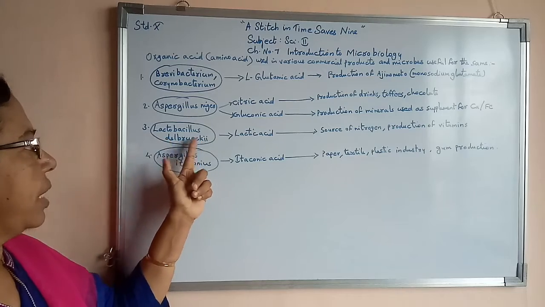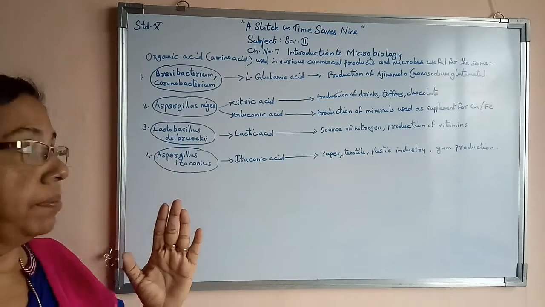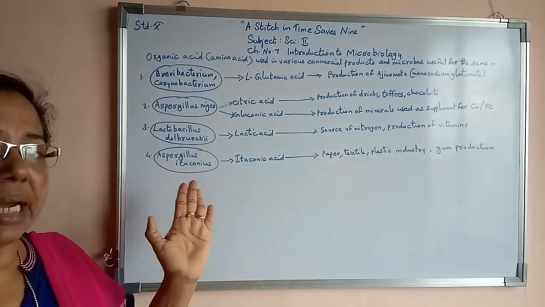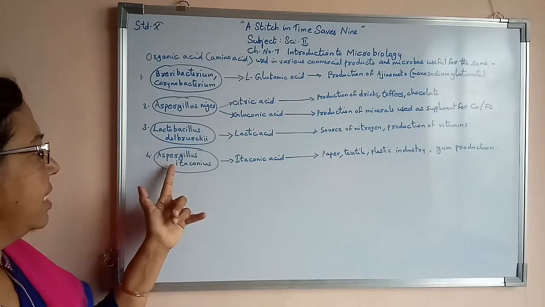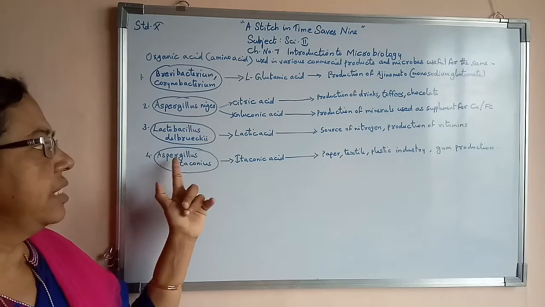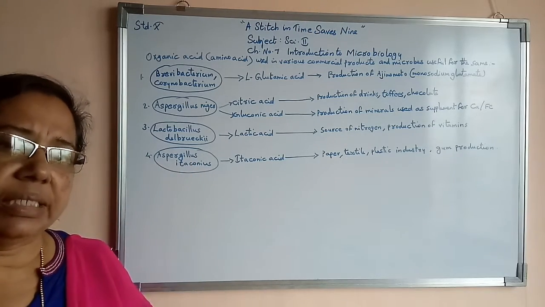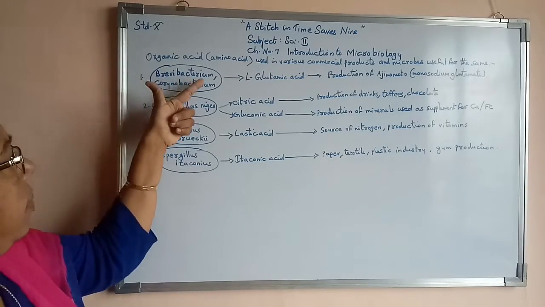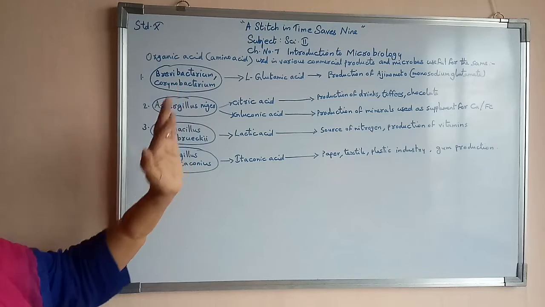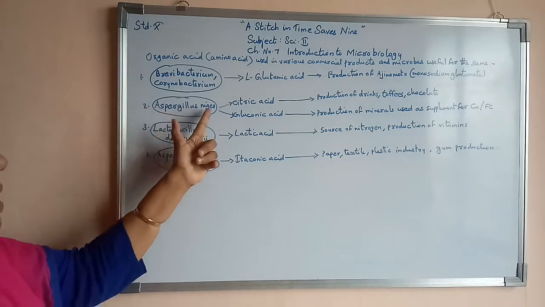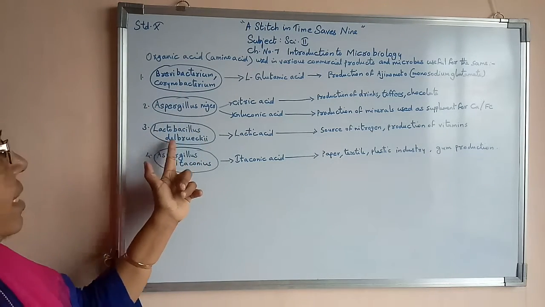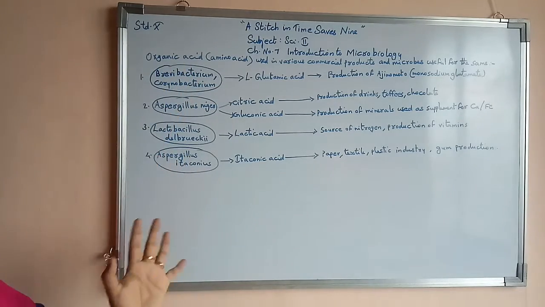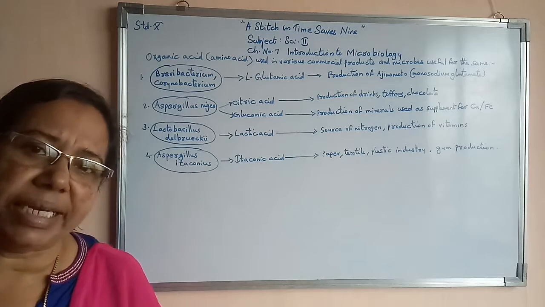Lactobacillus delbrueckii. It is a type of bacterium. Now we can say a type of bacteria. This is Aspergillus itaconius. This is a type of fungus. So here now, Brevibacterium, Corynebacterium, Aspergillus niger, Lactobacillus delbrueckii, Aspergillus itaconius. These all are the microbes, microorganisms.